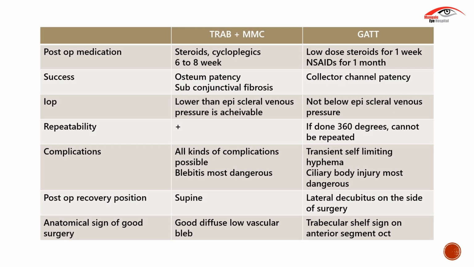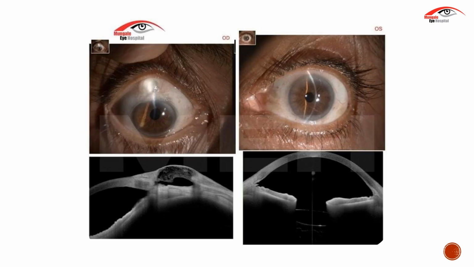Another advantage of the GATT is the need for very low dose steroids, which would be very useful for patients who are steroid responders. In a trab, we have to face all kinds of complications, including blebitis, which is the most dangerous complication.